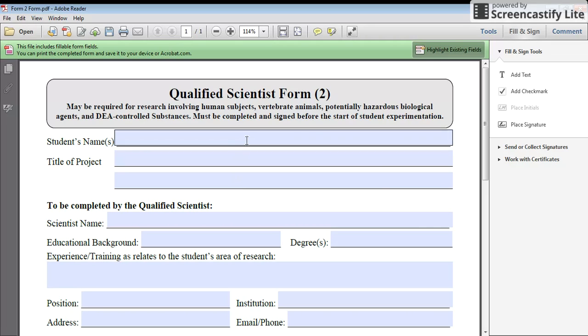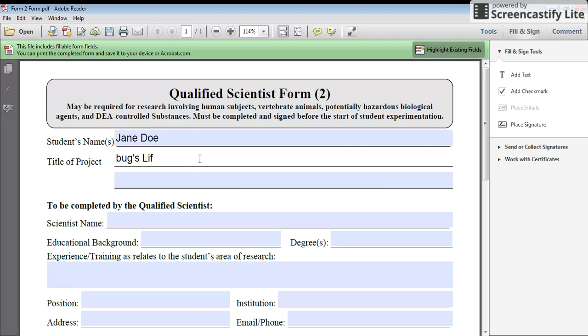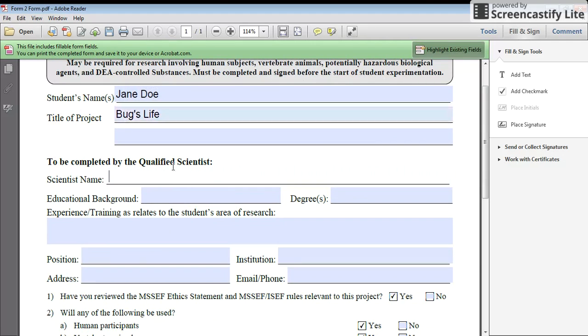It starts simply with a student name, title of the student's project, and the remainder of the form should be completed by the qualified scientist. The scientist's name and their educational background as it pertains to the student's research.